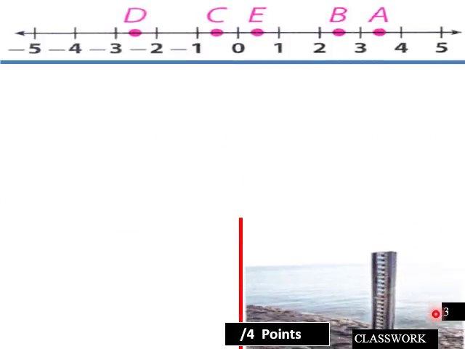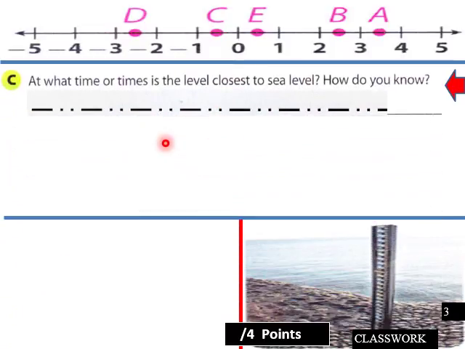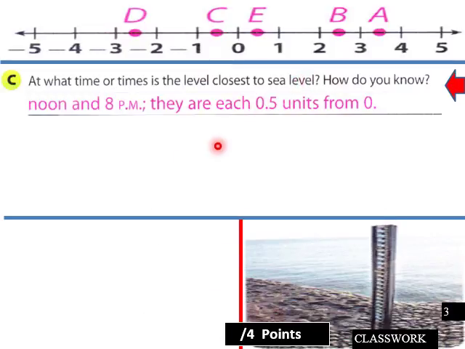So classwork page 3 here. Those were plots of sea level. At what time or times is the level closest to sea level? How do you know? Noon and 8 p.m. are each 0.5 units from 0. So we have one here that's 0.5 from 0. And then negative 0.5 is the same distance from 0 as each other.